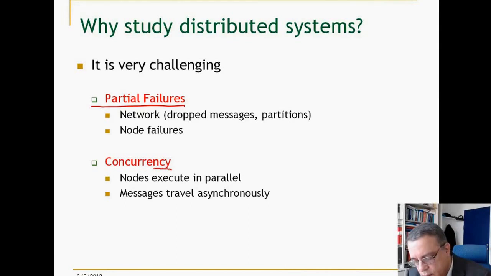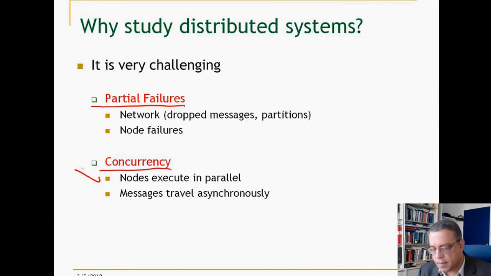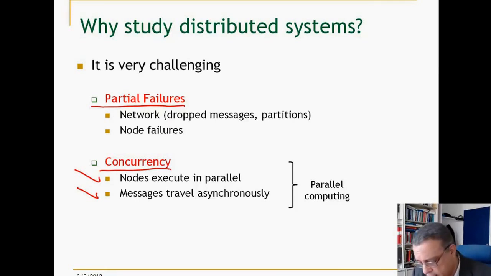The other issue is concurrency. If you want to build a distributed application, it is in fact a concurrent application. There are parts of this application running in each node in the system, so it executes in parallel and messages travel asynchronously. Normally, when we talk about concurrency, we think of parallel computing. We use programs running on multiple machines to improve performance, and that is part of distributed systems. But the other important part is that some of these nodes might fail. So distributed systems handle both concurrency and partial failure.